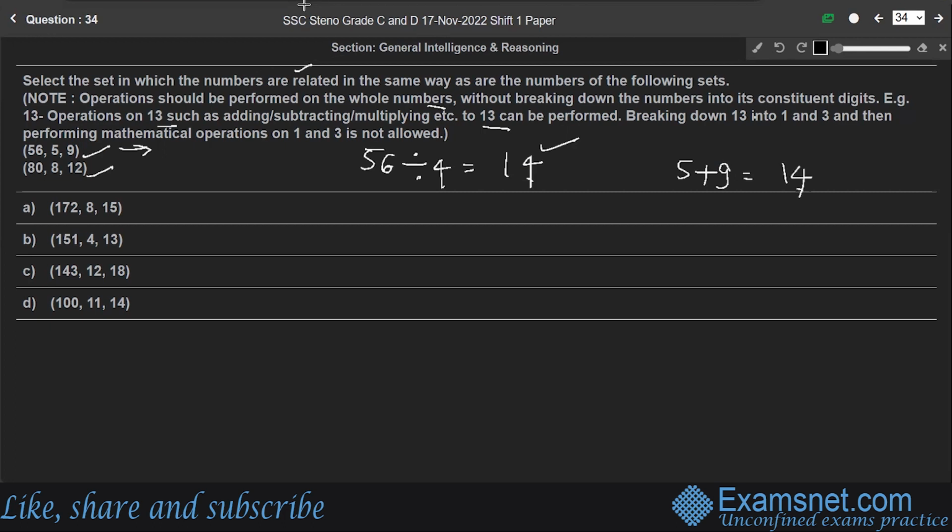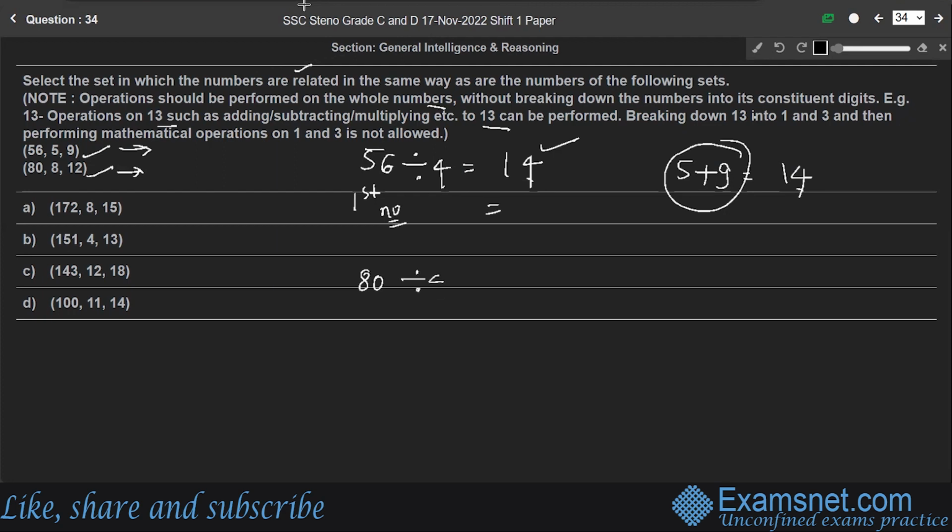5 plus 9 is 14. Therefore, when the first number is divided by 4, which is nothing but the sum of the second and third number. So we'll consider the second set, in which the first number is 80.